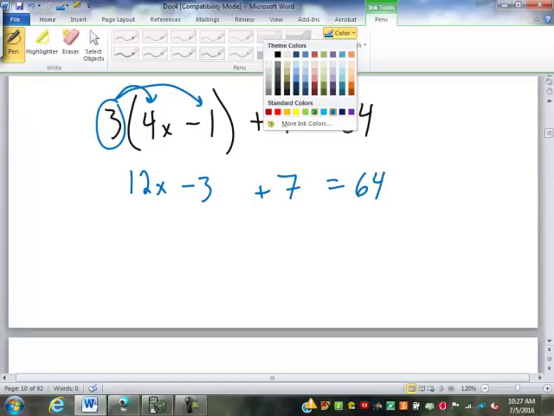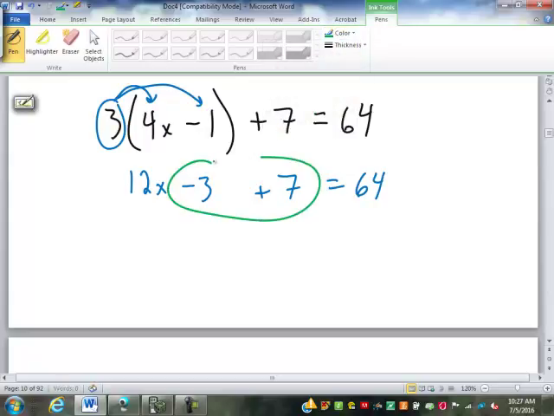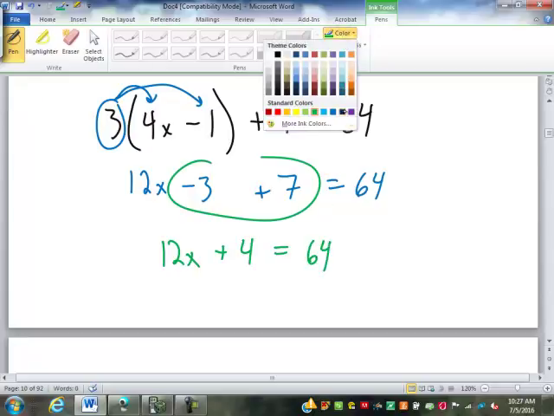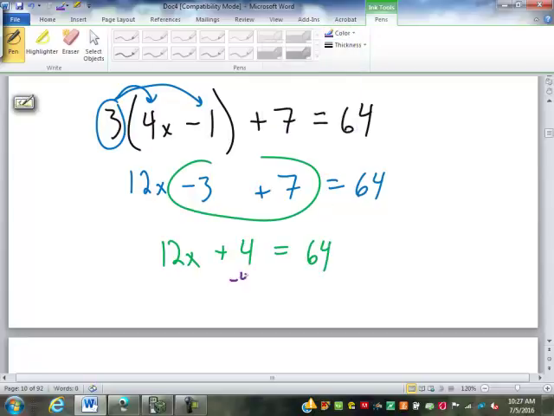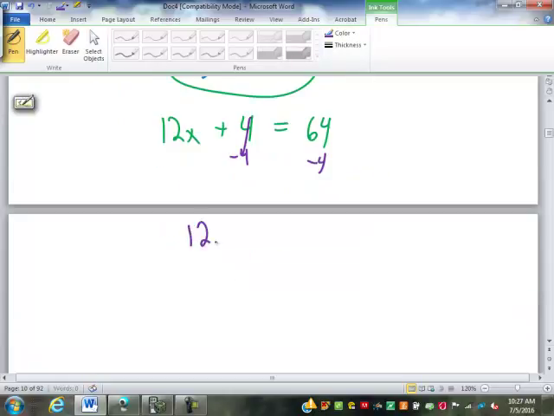What's next? Negative 3 plus 7. So the 12x doesn't change. What's negative 3 and positive 7? Positive 4. Then what? Subtract 4. So 12x equals 60. And then divide by 12. X equals 5. How many of you had x equals 5?